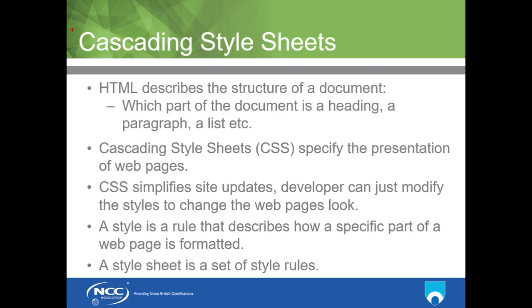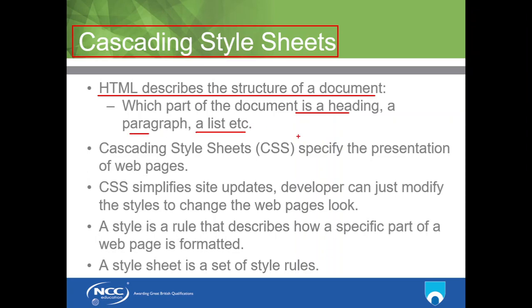Okay, so CSS in full is cascading style sheets. It's also a scripting language. So while HTML is used to describe the structure of a document, that is, which part is a heading, which part is a paragraph, which part is a list, which part is a table, which part is an image, which part is a menu, etc. Cascading style sheets, on the other hand, are used to specify the presentation of web pages. So the presentation really is the outlook.